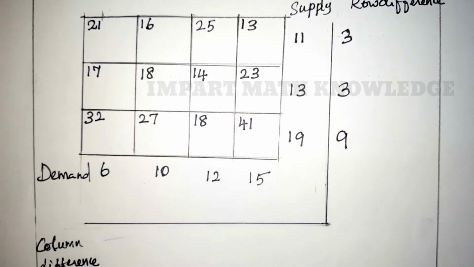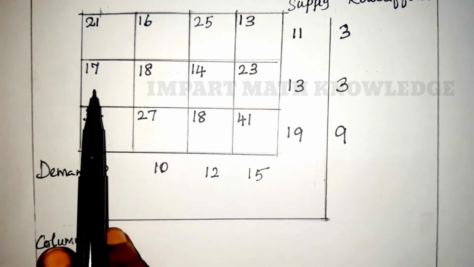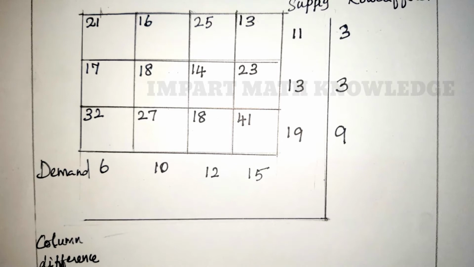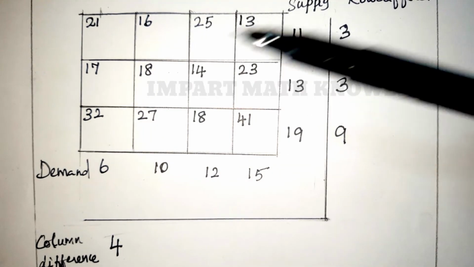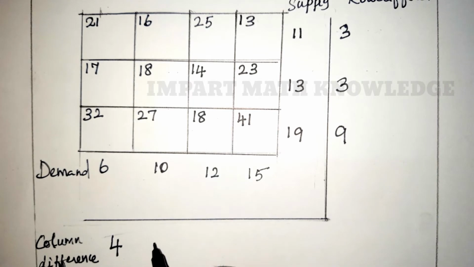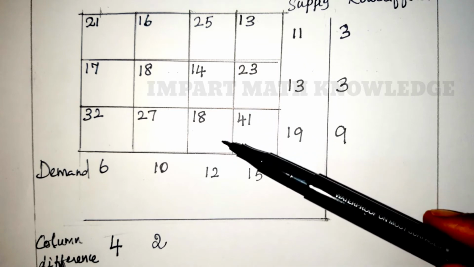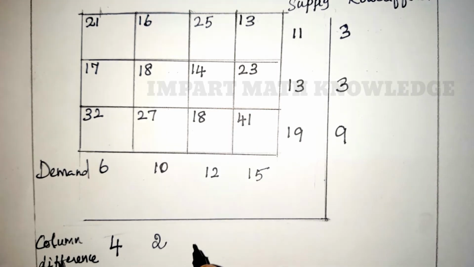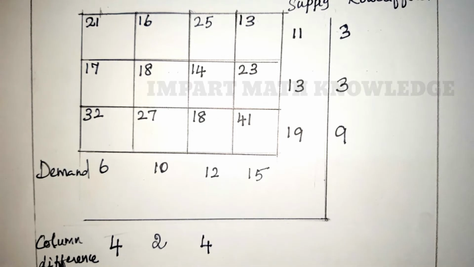Similarly, you have to write the difference for column. In the first column, least number is 17. Next least is 21. The difference is 4. Write it here. Second column, least number is 16 and the next least is 18. The difference is 2. Third column, the least number is 14, next least is 18. So the difference is 4. The fourth column, least number is 13. Next least is 23. The difference is 10.